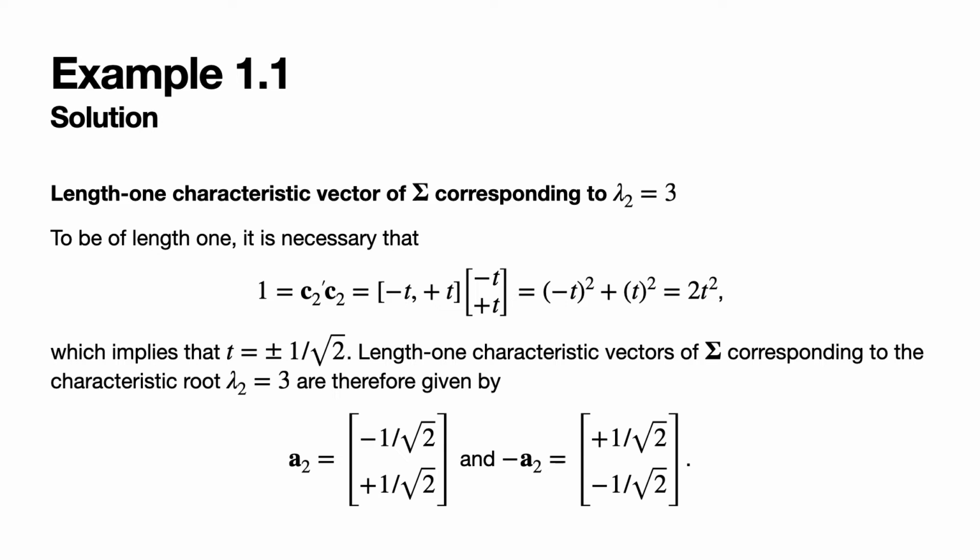When we plug those values in, we get two different length 1 characteristic vectors. The first one, A2, is equal to negative 1 over the square root of 2 and positive 1 over the square root of 2. And the negative of that vector, which again is the vector in the opposite direction, the 2 by 1 vector containing the entries positive 1 over the square root of 2 and negative 1 over the square root of 2.